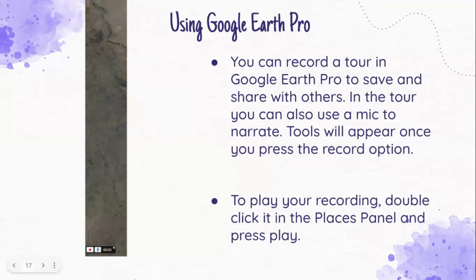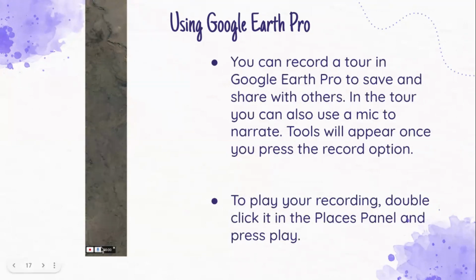You can record a tour in Google Earth Pro to save and share with others. And in the tour, you can also use a mic to narrate. Tools will appear once you press the record option. And then once you're done, to play your recording, double click it in the Places panel and press play.